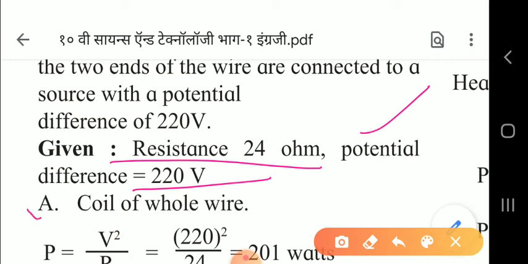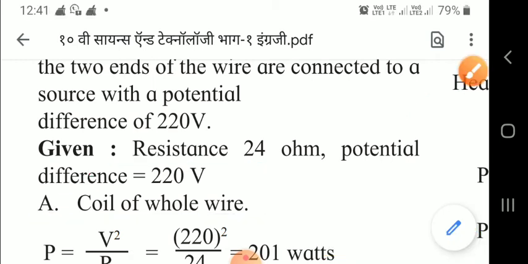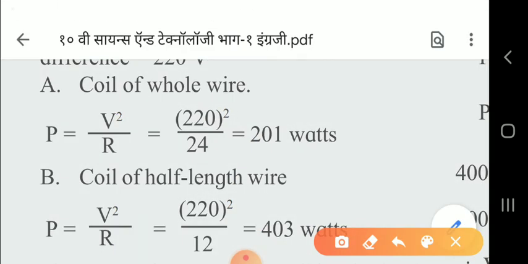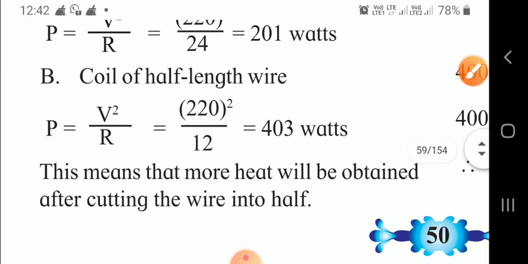So first we will see part A, when the coil is the whole wire. Here P, power, will be equal to V square upon R. V is given 220, so 220 square upon 24. We have to calculate it. We will get 201 watt. Now we'll see the second part.